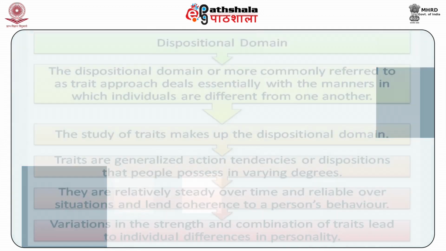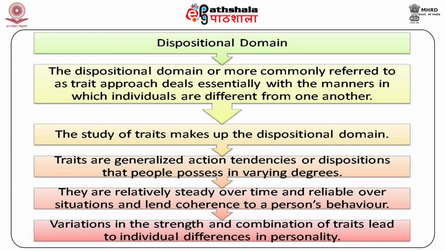Dispositional domain. The dispositional domain, or more commonly referred to as a trait approach, deals essentially with the manner in which individuals are different from one another. The study of traits makes up the dispositional domain. Traits are generalized action tendencies or dispositions that people possess in varying degree. They are relatively steady over time and reliable over situations, and lend coherence to a person's behavior. Variation in the strength and combination of traits leads to individual differences in personality.